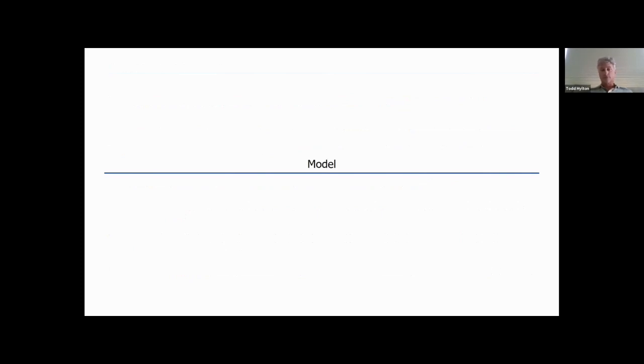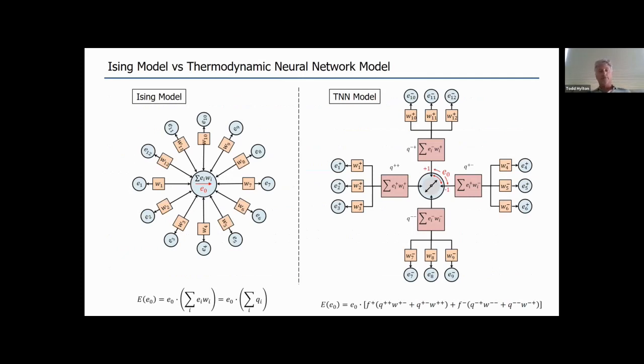I'm going to briefly describe the model qualitatively. It has a lot of things in common with an Ising model, which I'm showing on the left of the screen, and then the thermodynamic neural network model on the right side of the screen. If you're familiar with the Ising model, as I suspect many of you are, it's a network of nodes where each node has a state, which is commonly thought of as a spin. The nodes are connected to each other through a symmetric, weighted connection, usually described as a weight of some sort.